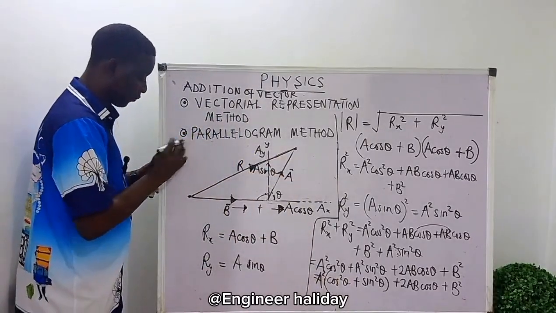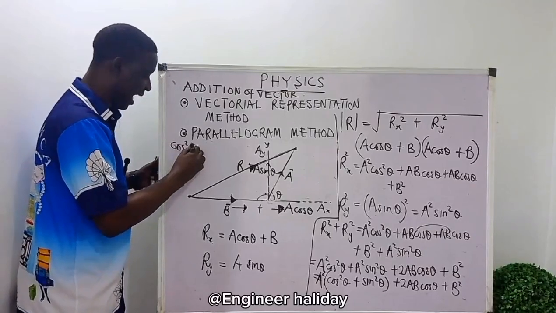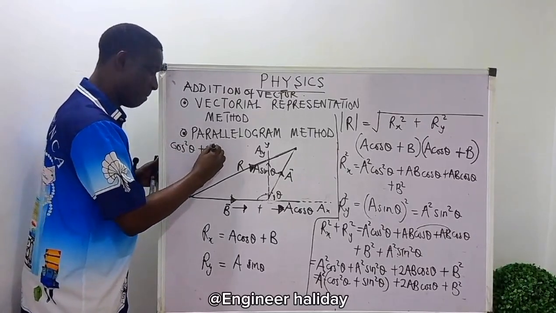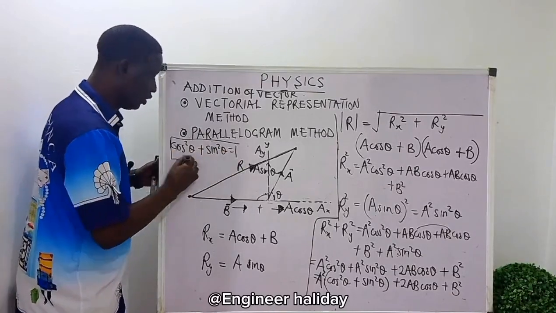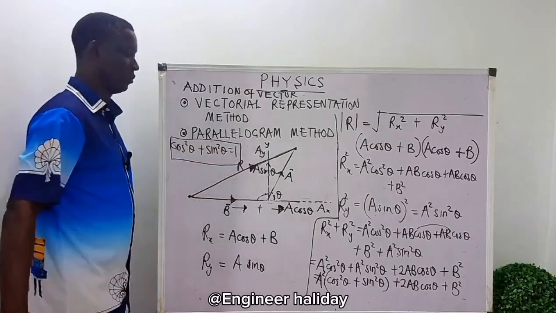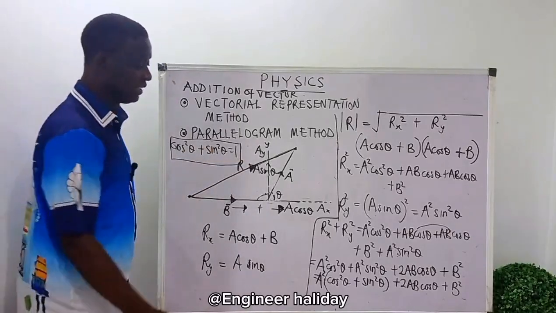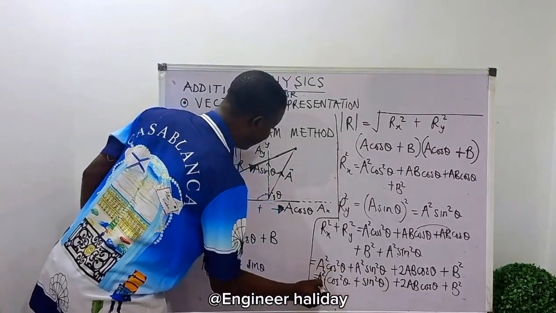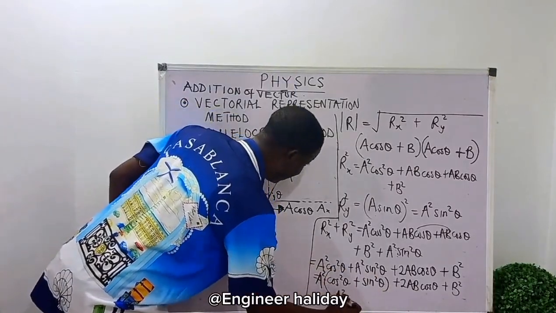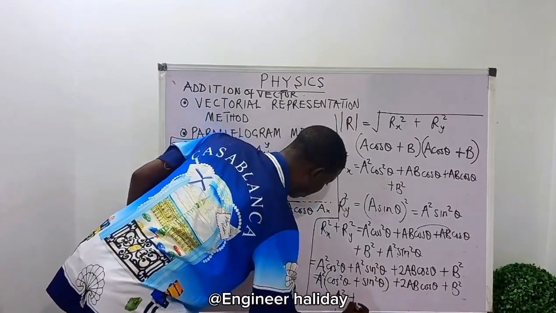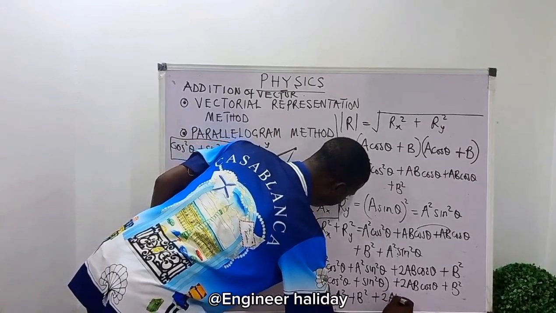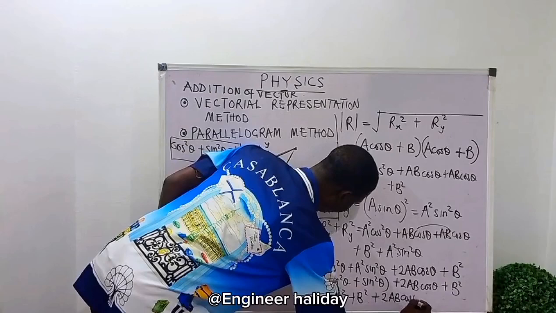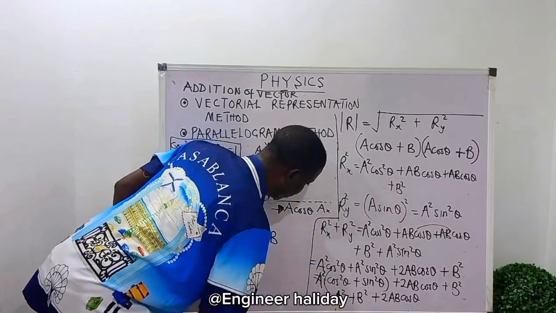Cos square theta plus sin square theta equal to 1. If you don't know it before, thank God you are knowing it now. So this will become 1. 1 times a square gives us a square. Let's bring this one down: plus b square plus 2ab cos theta is equal to R square.